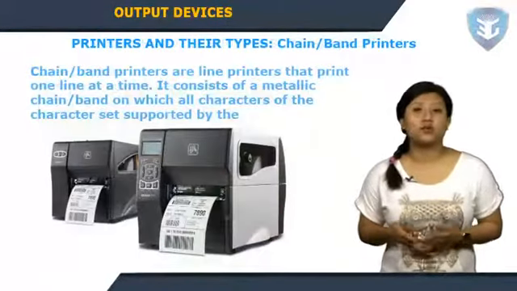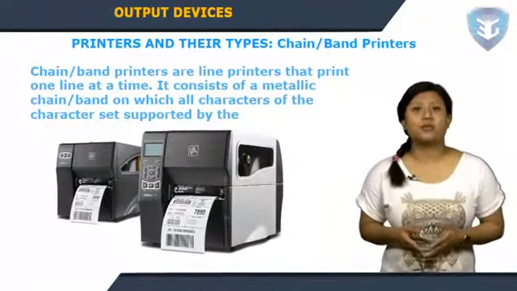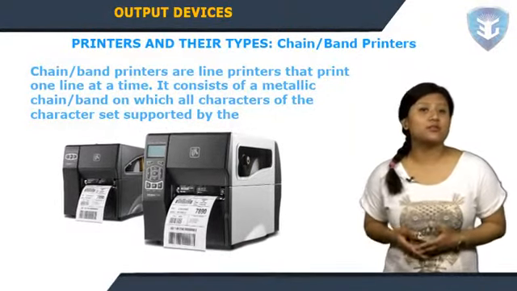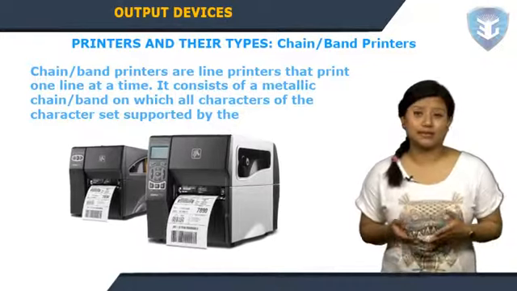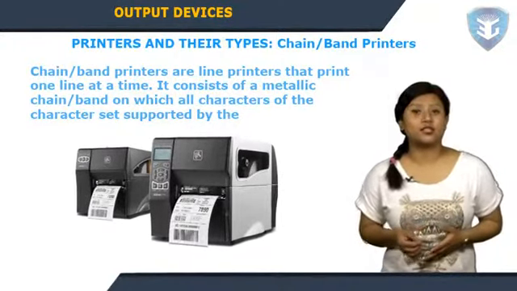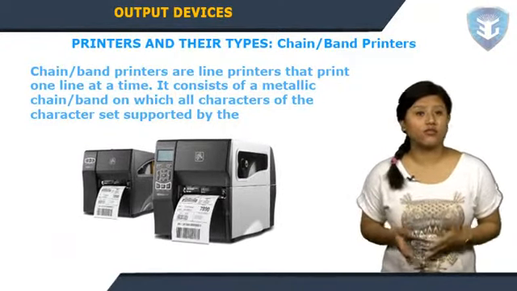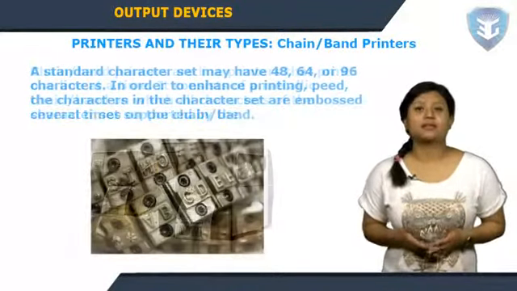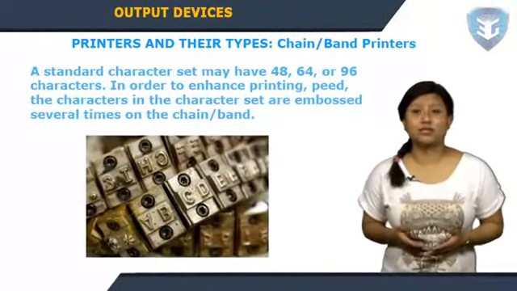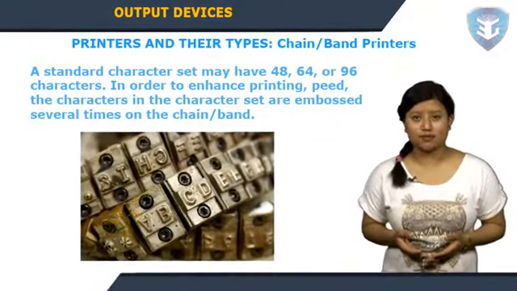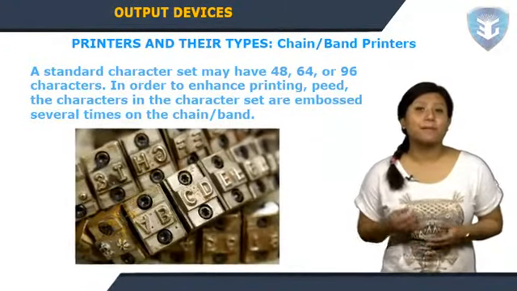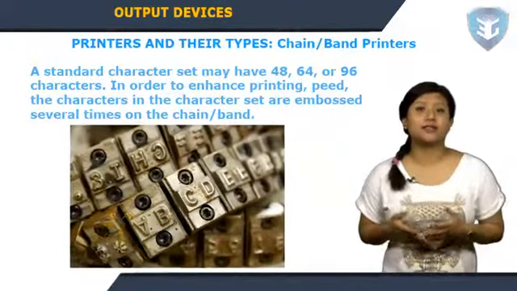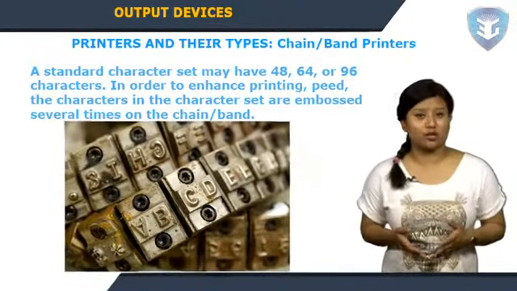Now let us talk about the printers and their types. Chain band printers. Chain band printers are line printers that print one line at a time. It consists of a metallic chain band on which all characters of the character set supported by the printer are embossed. A standard character set may have 48, 64 or 96 characters. In order to enhance printing, the characters in the character set are embossed several times on the chain or band.